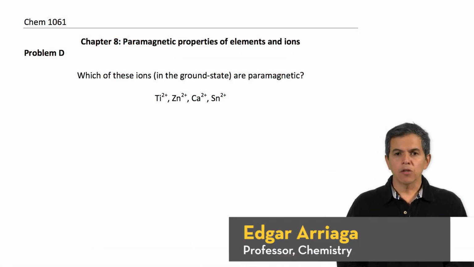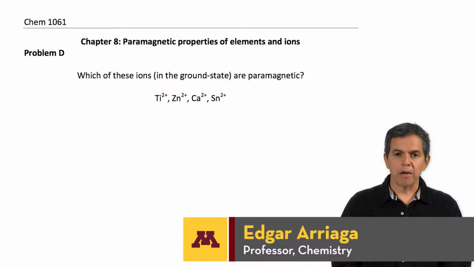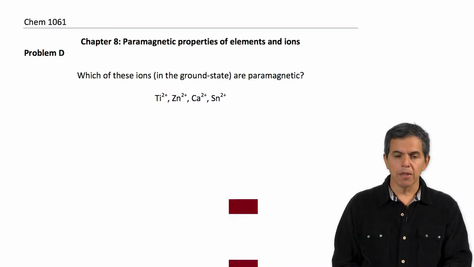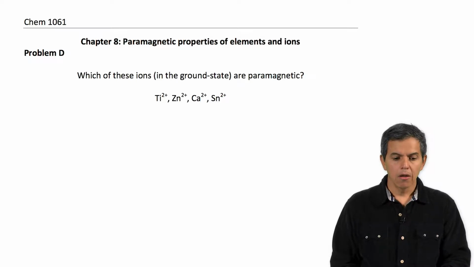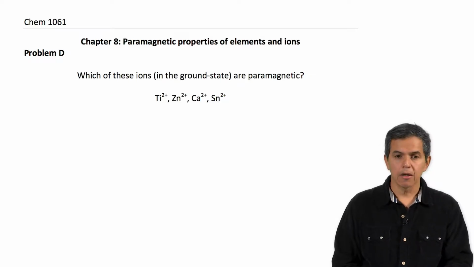This is a problem that explores your knowledge on paramagnetic properties of elements and ions. The problem is, which of these ions in the ground state are paramagnetic? Titanium 2+, zinc 2+, calcium 2+, or tin 2+.